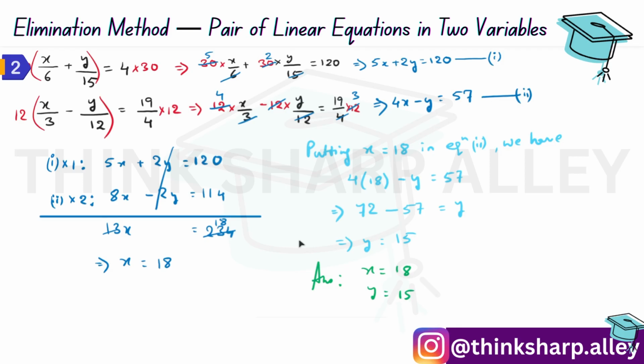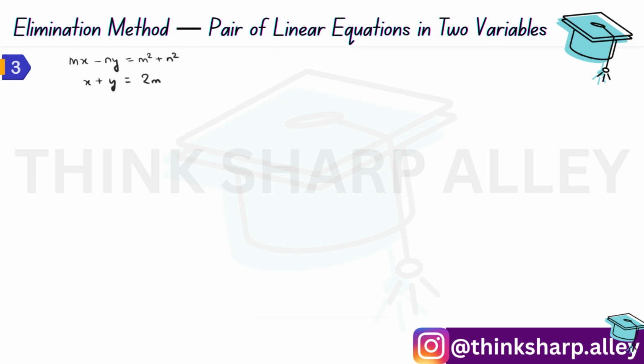Now let's move on to a slightly more challenging question. In this problem, instead of just numbers, we also have parameters m, n appearing in these equations. But don't worry, we'll treat m and n just like constants. Okay, so we'll solve this using the elimination method just like before. First, let's decide which variable would be easier to eliminate here.